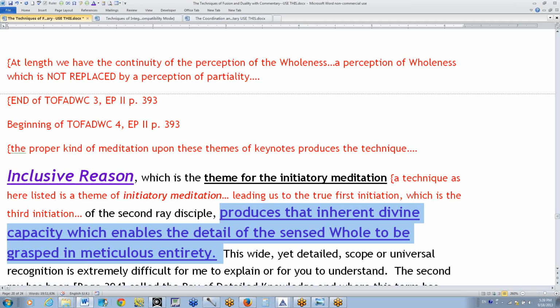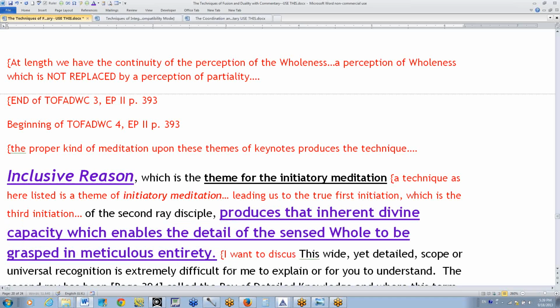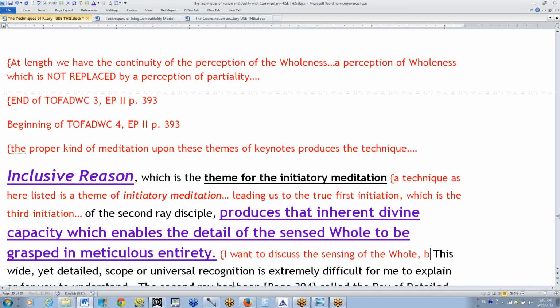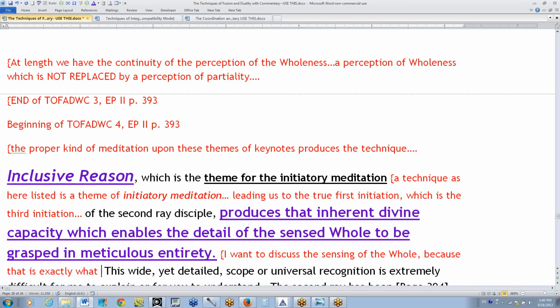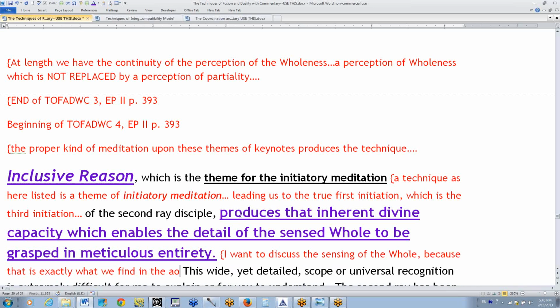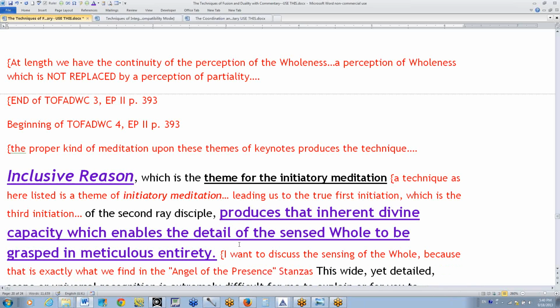as Master D.K. discusses these types in Discipleship in the New Age, page 518. Okay, let's see. Inclusive reason, the theme for the initiatory meditation, produces that inherent, yes, it's the sensing of the whole. I want to discuss the sensing of the whole, because that is exactly what we find in the Angel of the Presence stanzas. The whole is with us now, the whole is sensed, the whole is known, all kinds of references to the ability to perceive the wholeness.